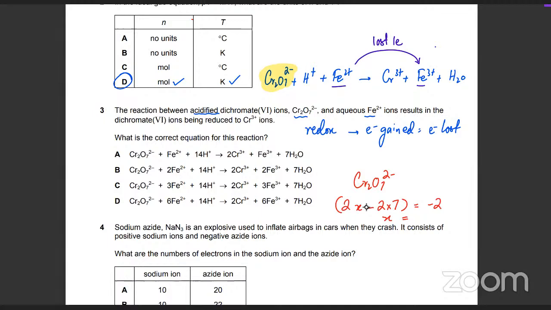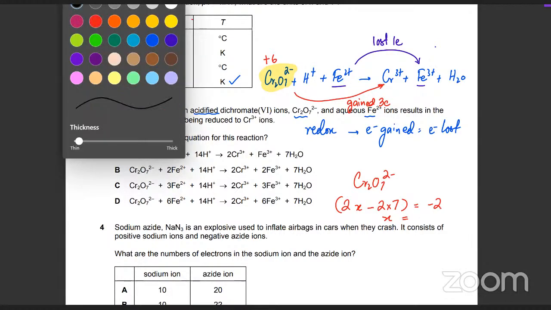Six, so you're going to get +6. So this is +6, Cr is +6, and Cr over here is +3. So it goes from +6 to +3. So that means it gained 3 electrons, right? So it gained 3 electrons. So electrons gained and lost have to be equal.